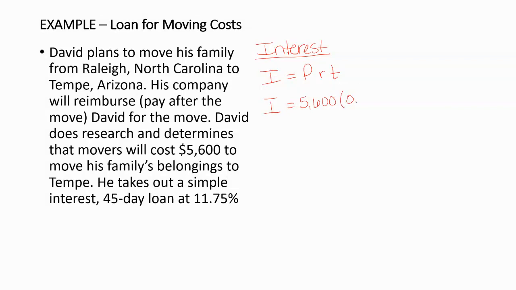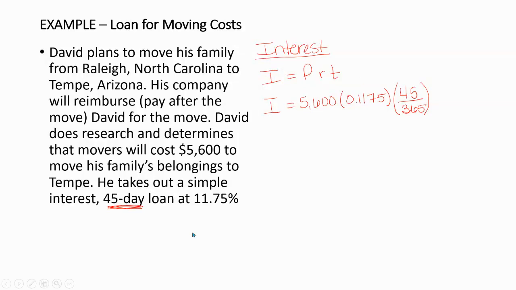And we know that our interest rate is 11.75%. So we always want to translate that into a proper decimal. And our time is 45 days. It's a 45-day loan, so it's 45 divided by 365. Okay, from this point, you're set up properly. Now all we need to do is do the calculations.